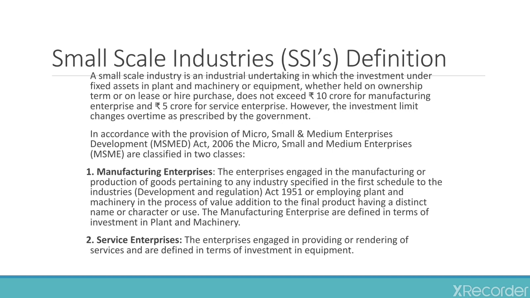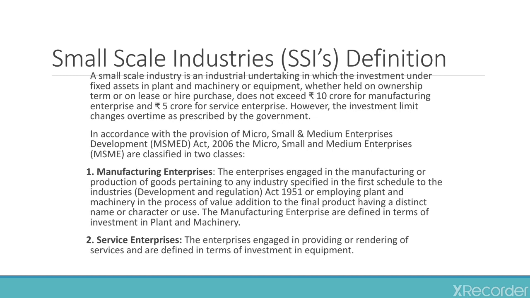Small scale industries. A small scale industry is an industrial undertaking in which the investment in fixed assets in plant and machinery or equipment, whether held under ownership, lease or hire purchase, does not exceed 100 crores for manufacturing enterprises and 5 crore rupees for service enterprises. However, the investment limit changes over time as prescribed by the government.